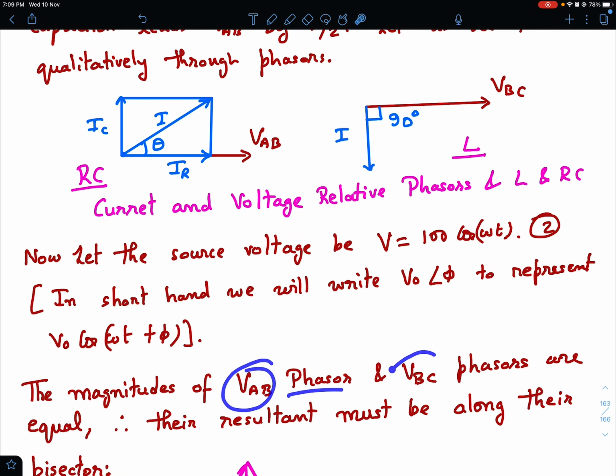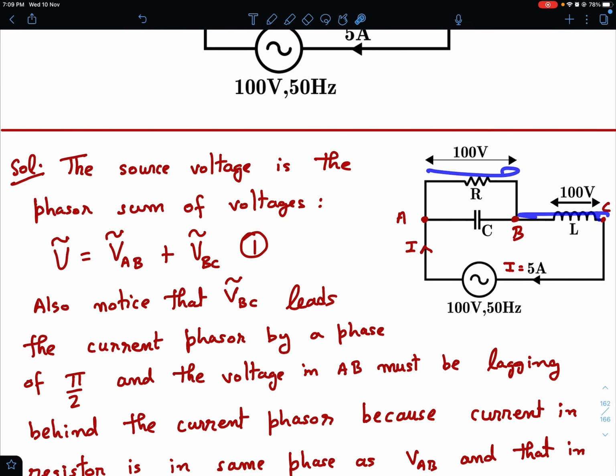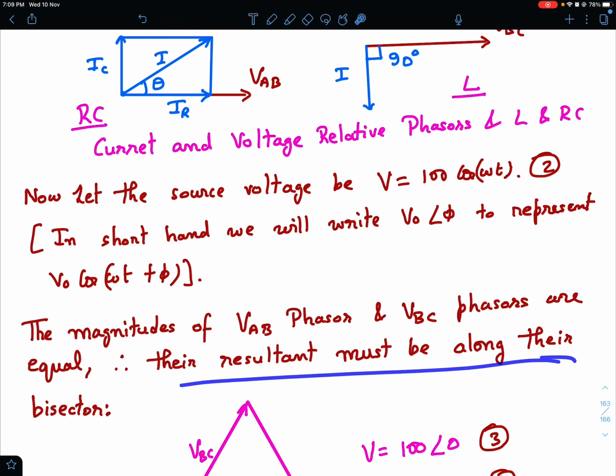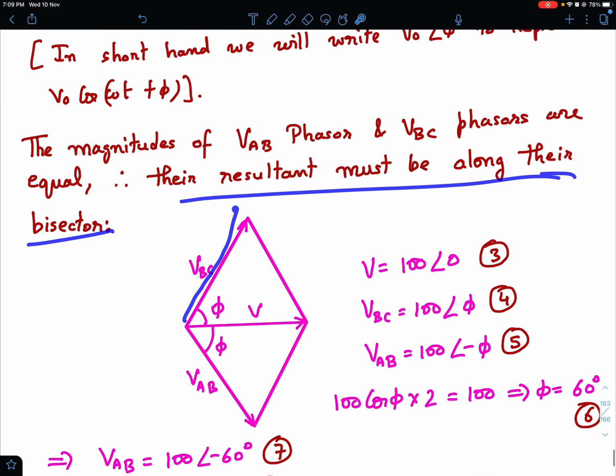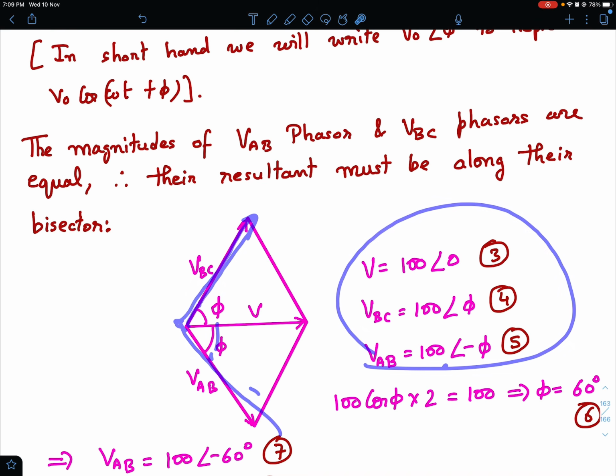So now magnitudes of VAB phasor and VBC phasors are equal. So this is also 100 volt and this is also 100 volt, and their resultant must be along their bisector. Whenever we have two equal vectors, then their resultant is along the bisector, and this is also 100. So if this is 100 angle 0, then this is 100 angle phi and this is 100 angle minus phi, okay.